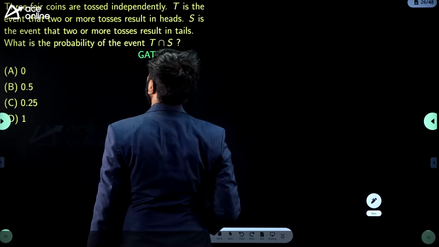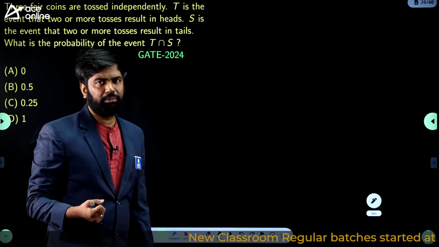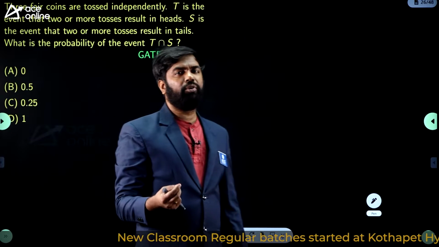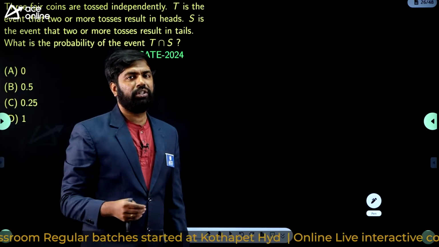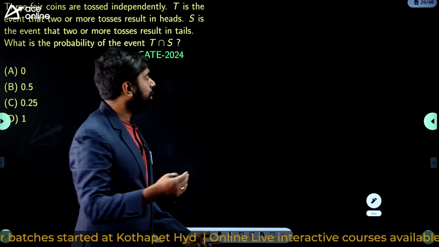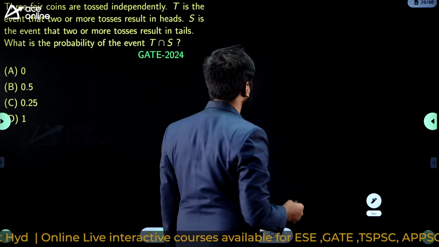So he says 3 fair coins are tossed independently. If you toss one fair coin, you get 2 possible outcomes. If you toss 2 fair coins, you get 2 power 2, that is 4 possible outcomes. If you toss 3 fair coins, you get 2 power 3, which is 8 possible outcomes. What are those 8 possible outcomes?